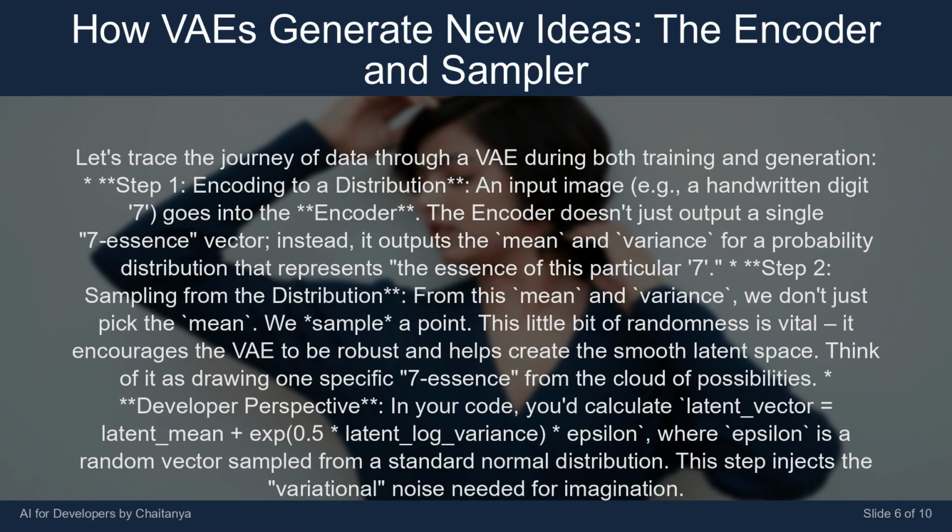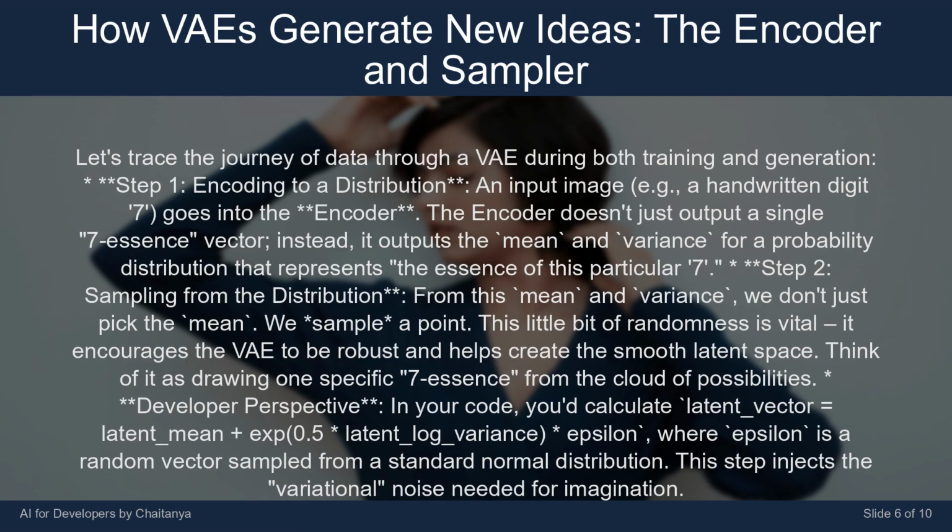Step 1: Encoding to a distribution. An input image, e.g., a handwritten digit 7, goes into the encoder. The encoder doesn't just output a single 7 essence vector. Instead, it outputs the `mean` and `variance` for a probability distribution that represents the essence of this particular 7.